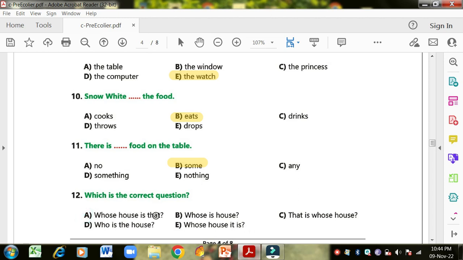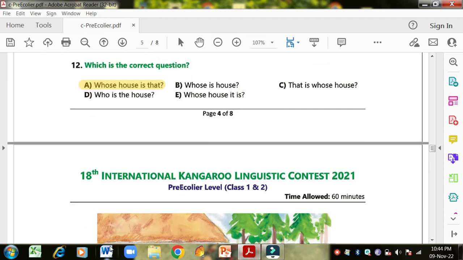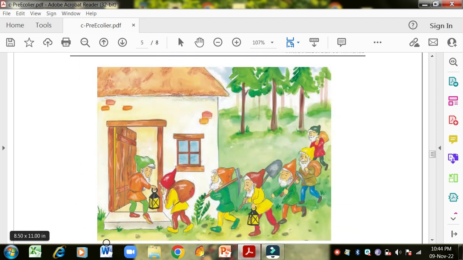Whose house is that? Okay, it means ये किसका घर था, ये किसका घर है. Whose house is that? WH question word. Okay, this is the same one phrase. Whose house is the question word with helping verb, and that refers to the subject. So whose house is that? This is the correct option. Okay, now come to the next page.